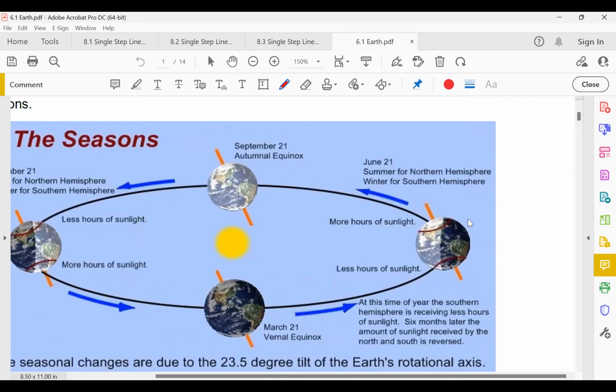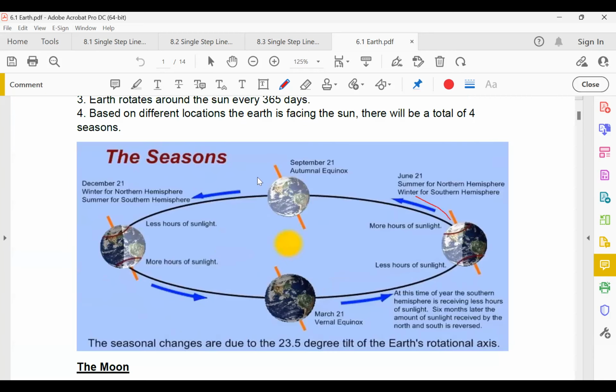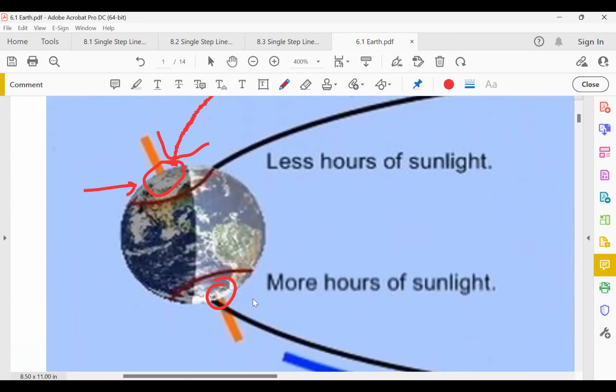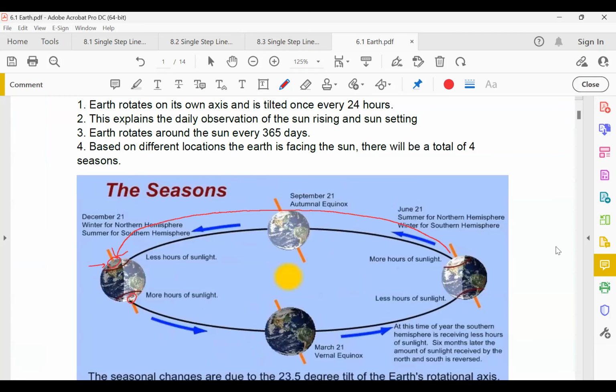But the opposite will be true if, let's say, Earth rotates around the sun all the way until this position here, right? Just now, the North Pole was experiencing 24 hours of daytime. Right now, it will be experiencing 24 hours of nighttime. Alternatively, this part here just now was 24 hours of nighttime. Right now, it will experience 24 hours of daytime. So this is just good to know.